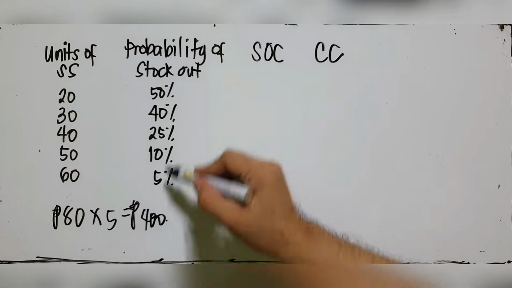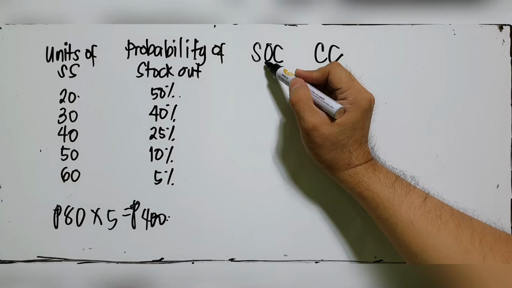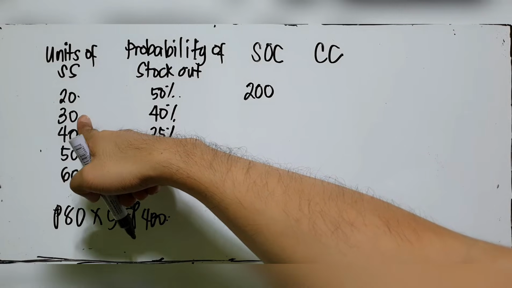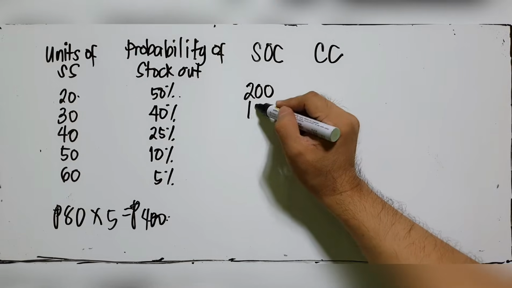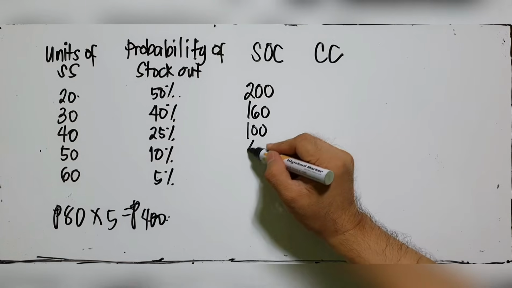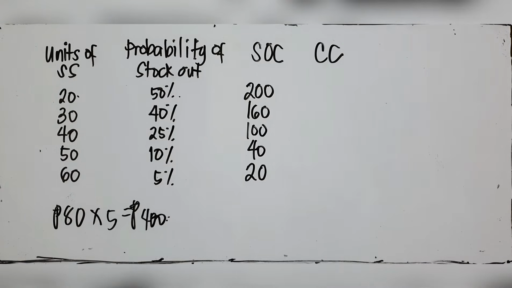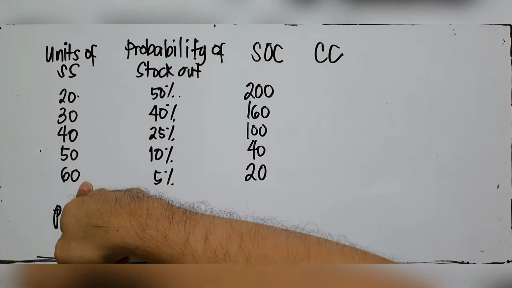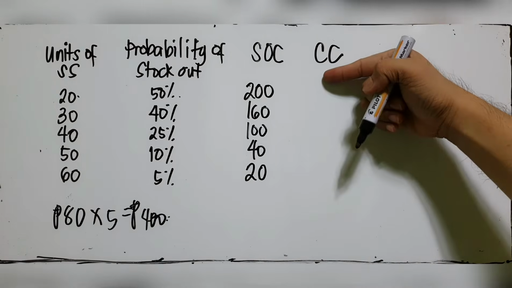Now, the probability na mangyari yan kapag may 20 ka na safety stock is just 50%. So therefore, the estimated stock out cost is just 200 pesos. And for your 30 units na safety stock, so 40% lang. So 40% of 400, that is 160 pesos. 25% of this is 100. So 10% is 40. And 5% is 20. Okay? So as you can see, yung stock out cost natin bumababa as we store more safety stock or more buffer.